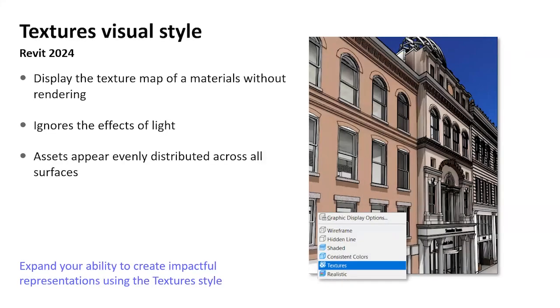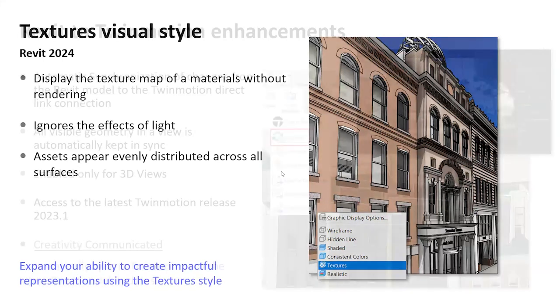Some of the cool features that have come out with 2024 Revit is the Textures visual style. So we get the benefits of having the material and the textures that apply with those materials, but we don't have to actually render it. So I think it's a pretty cool opportunity. It ignores the effects of light so that it doesn't wash out or change the material's representation, even though it's in full sunlight. The assets appear distributed across all surfaces, so the textures and things. It's really a nice opportunity.